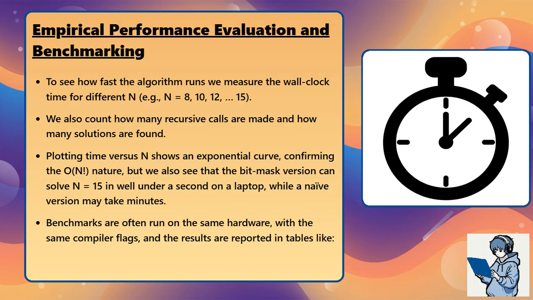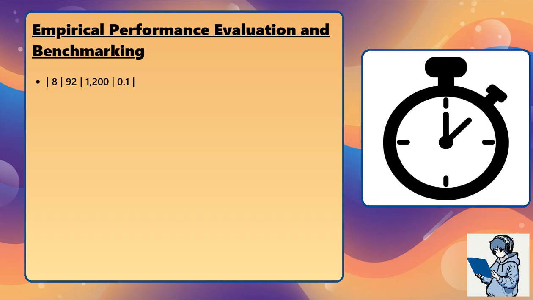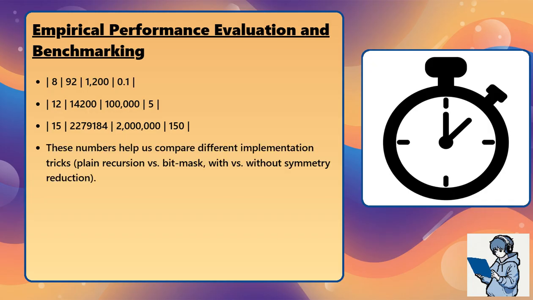Benchmarks are often run on the same hardware with the same compiler flags, and the results are reported in tables like columns n, solutions, calls, time in milliseconds: 8, 92, 1200, 0.1; 12, 14200, 100,005; 15, 2,279,184, 2,150. These numbers help us compare different implementation tricks: plain recursion versus bit mask, with versus without symmetry reduction.